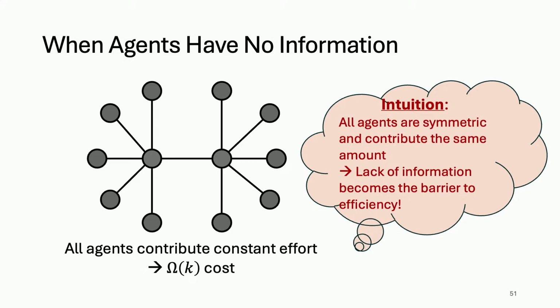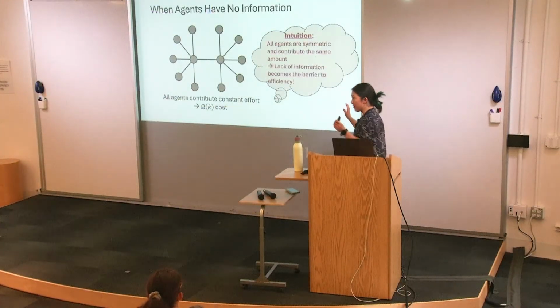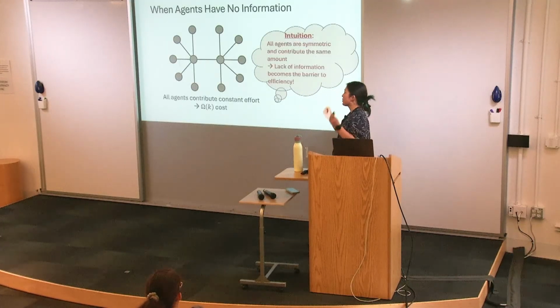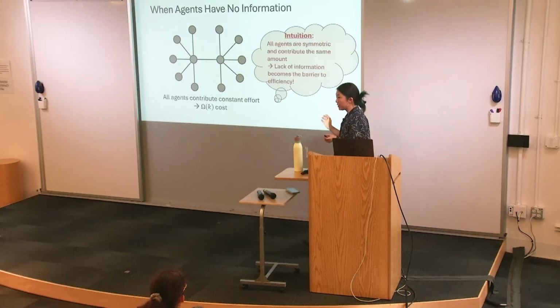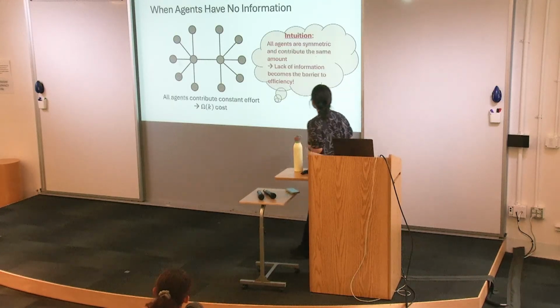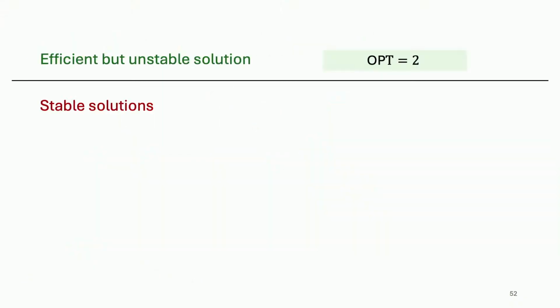Yes. Not just that they don't know what others are doing. They don't know where they are. Because when they don't know where they are, basically all the agents are symmetric, so they will contribute the same amount. By considering everyone contributing the same amount and then doing the calculation, everyone has to contribute a constant amount of effort. So in total, they will also incur linear in k cost. So lack of information will also bring some barrier for the efficiency.